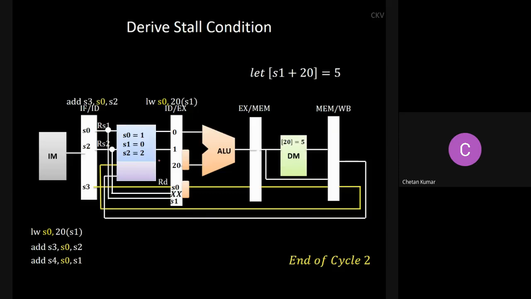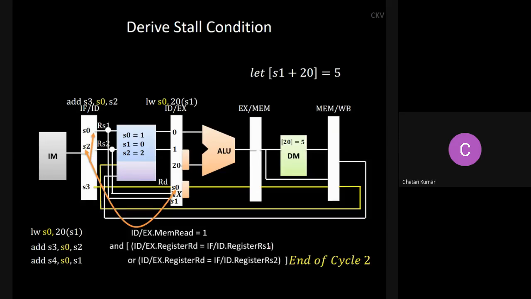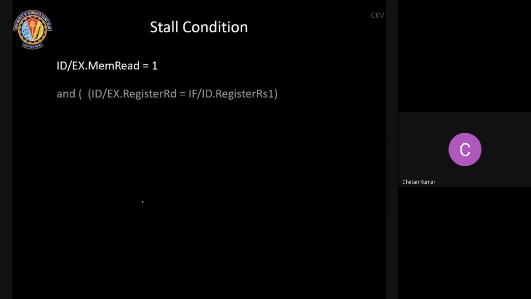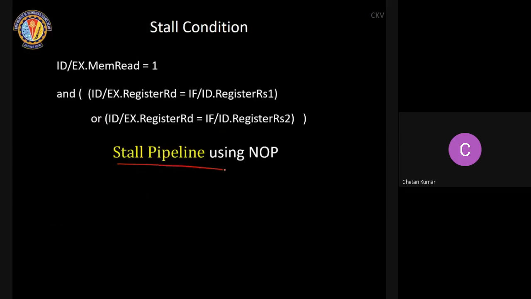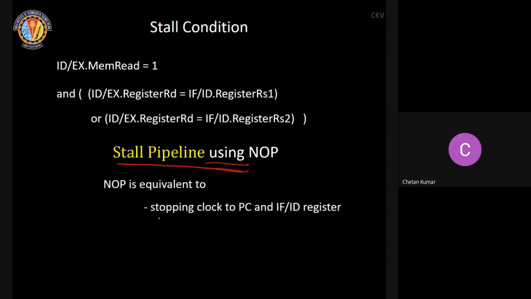Okay, and then so this is the condition that we derived. So ID/EX memory is equal to 1, and ID/EX register RD if it is equal to RS1 or if it is equal to RS2. So in that condition, I have to basically stall the pipeline using NOP. Now, what do you mean by NOP? What is it equivalent to? It is equivalent to stopping the clock for PC and IF/ID register.